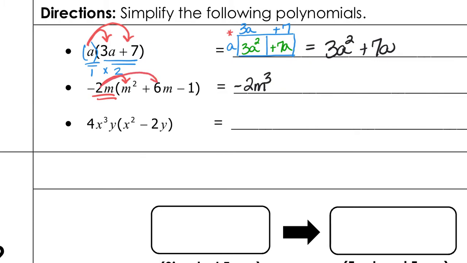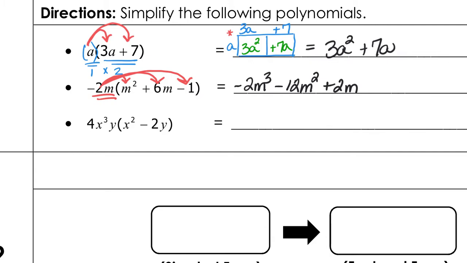Negative 2m times a positive 6m. Negative times a positive leaves me with a negative. 2 times 6 gives me 12. And m times m gives me m squared. And negative 2m times a negative 1 gives me a positive 2m. I don't have any like terms, and so my answer is finished.